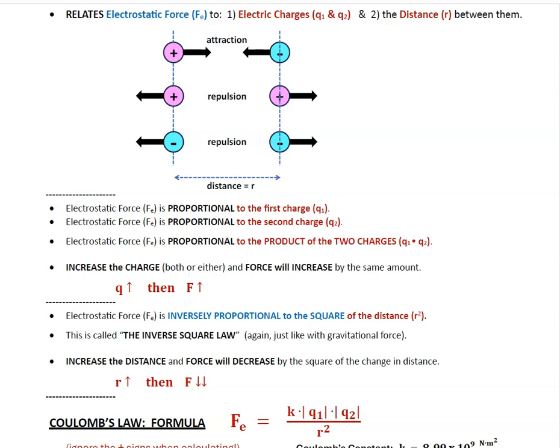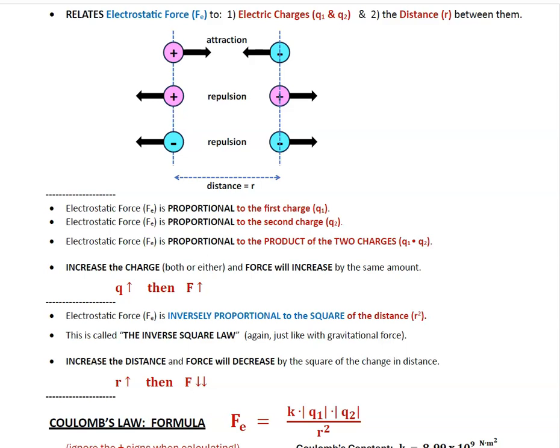Now, the second thing that he was able to determine from his measurements is a relationship between the electrostatic force, F sub E, and the distance between the charges. What he found was that as you increase the distance, the force decreases. And that's also not surprising. But he found that the relationship was that the force was inversely proportional to the square of the distance. Because the force goes down when the distance goes up, we say that the force is inversely proportional to the square of the distance.